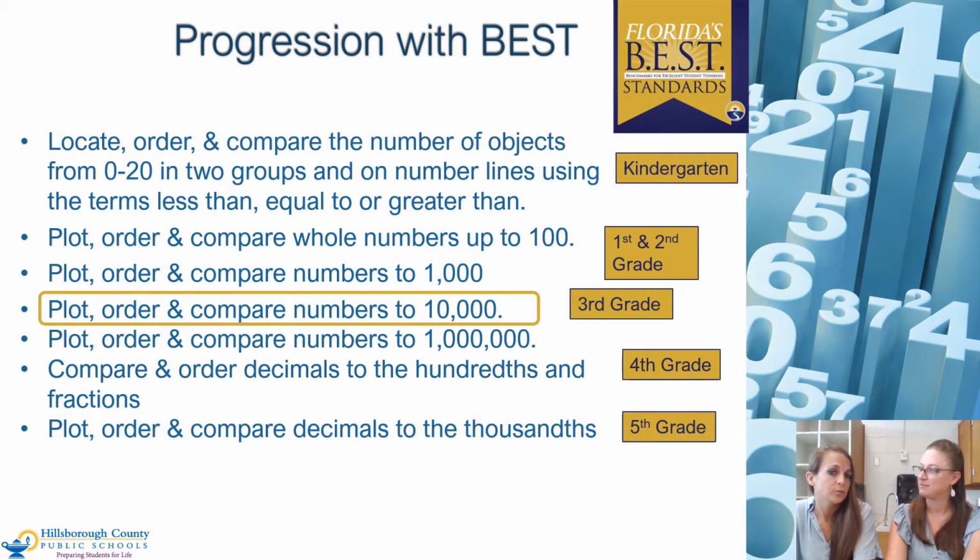This is not the first time our students have compared numbers. Now we're just doing it at a greater scale up to 10,000. Next year our students will still be comparing whole numbers, but to 1,000,000, and then taking it further beyond that to comparing decimals and even fractions in 4th and 5th grade.